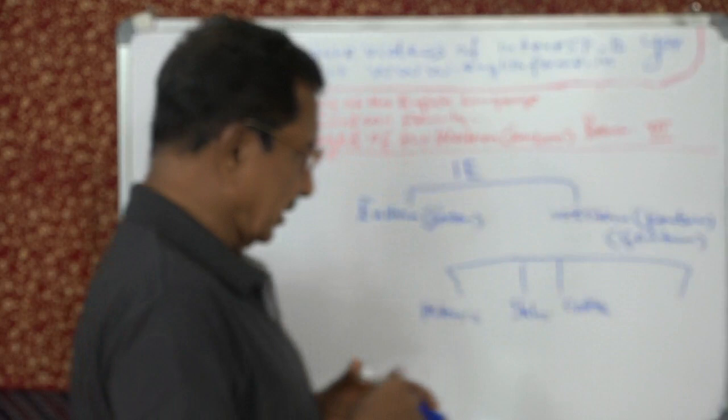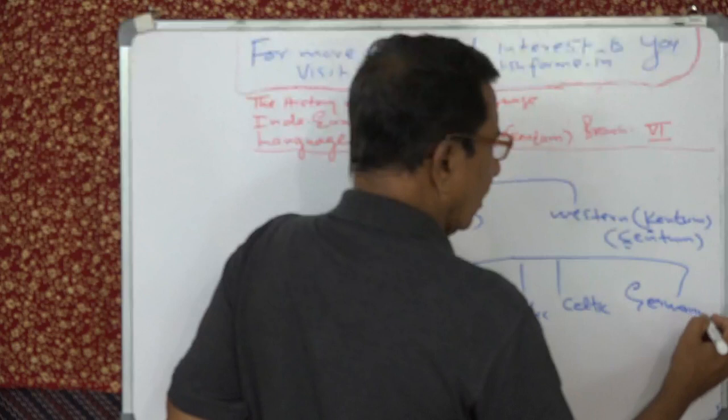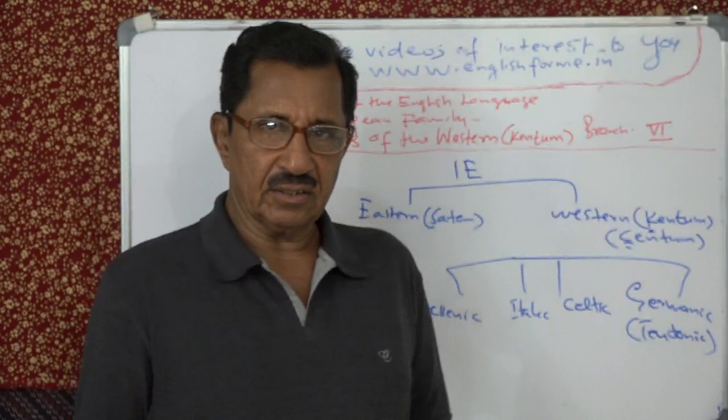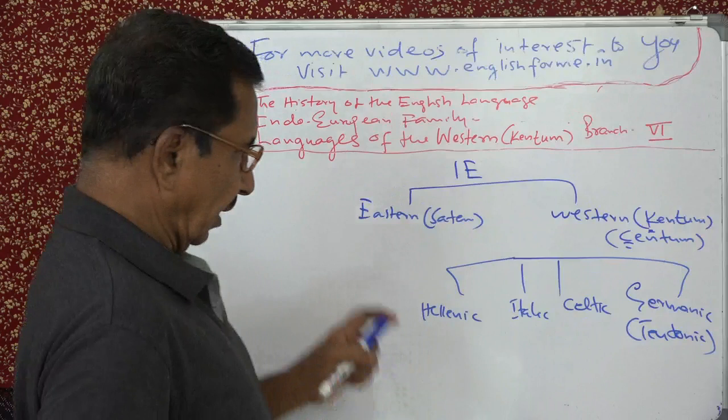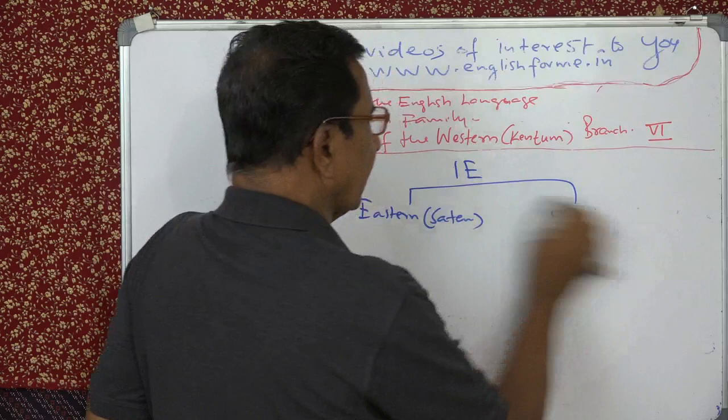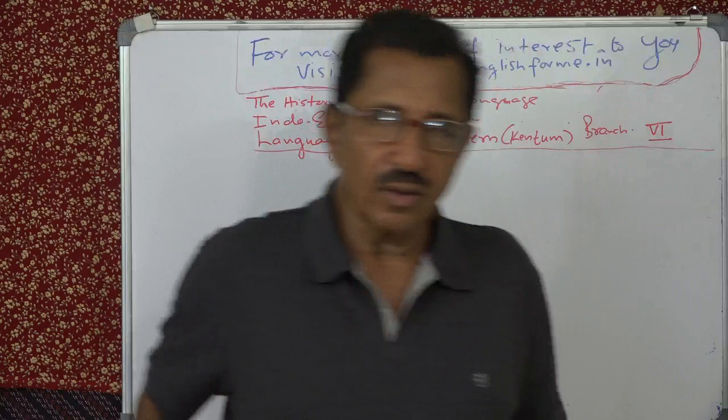And you have the Germanic, which you also call Teutonic, because those speakers were known as Teutons. They were tribes, that we will see just after two or three classes. Within two or three classes, we will come and meet those people, the Teutons, and see what their importance is. I hope that you now have a picture of the whole thing. So we have the Western branch.